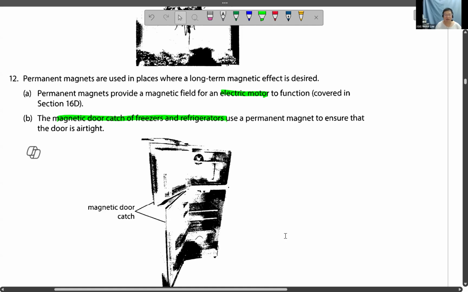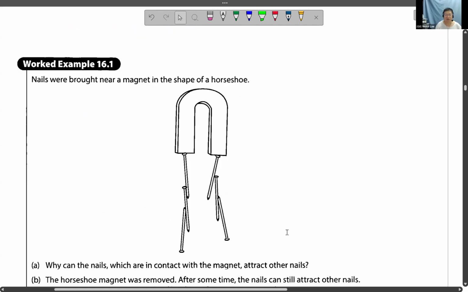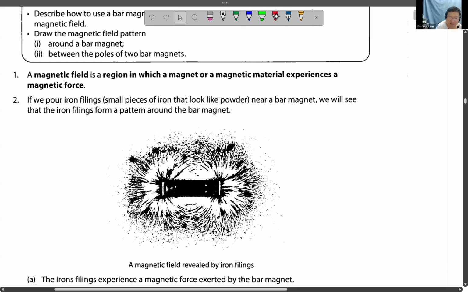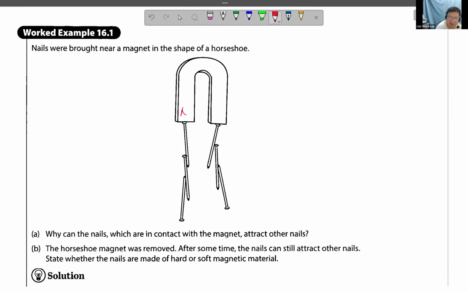All right. So we will go to here. Look at this. This is the bar horseshoe magnet. Now you must understand horseshoe magnets are there. One side north, one side south.